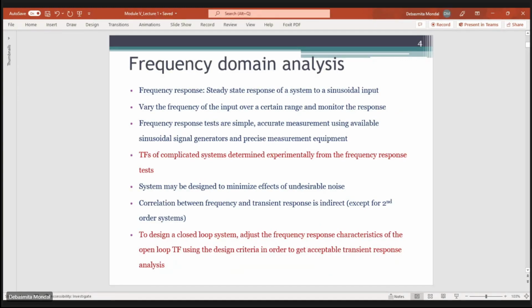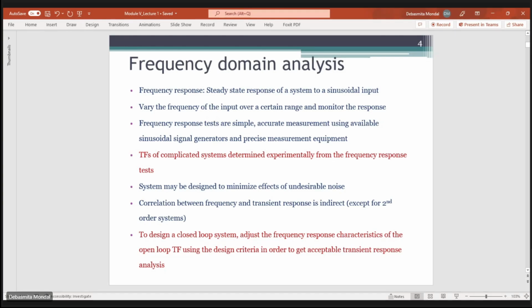Coming to the definition of frequency response: frequency response is the steady state response of a system to a sinusoidal input. In frequency domain analysis, we vary the frequency of the input signal. If you have a sinusoid, you change the value of omega, the frequency of the sinusoid, and we monitor the system response over that frequency range. Then why, if we want to analyze the system response anyway, do we not use only the time domain analysis?